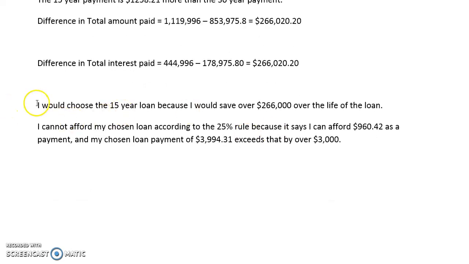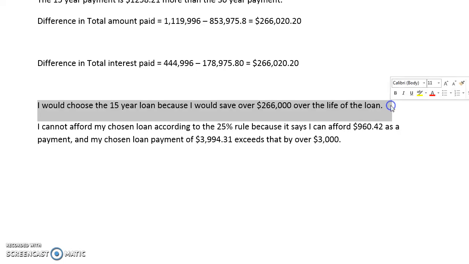Finally, I need to choose a loan and state the reason why I chose that loan. So I would choose a 15-year loan because I'd save well over $266,000 over the life of the loan. And finally, I have to state whether or not I can afford my chosen loan according to the 25%. I cannot, because it exceeds my salary estimate by over $3,000. So that concludes the presentation of the mortgage project.